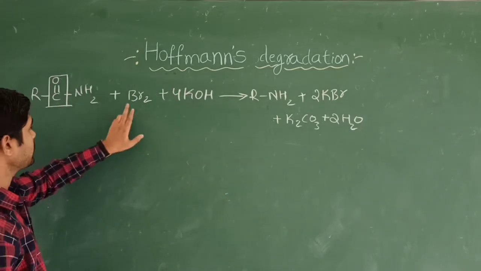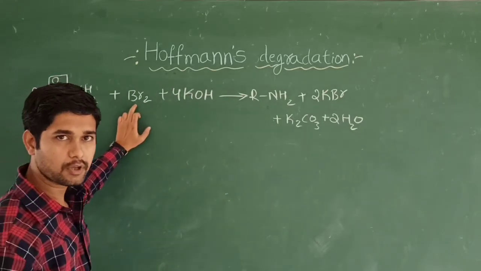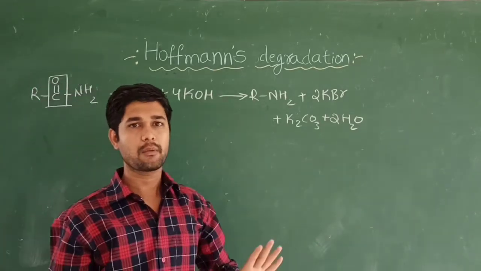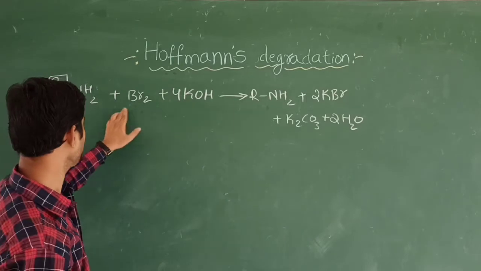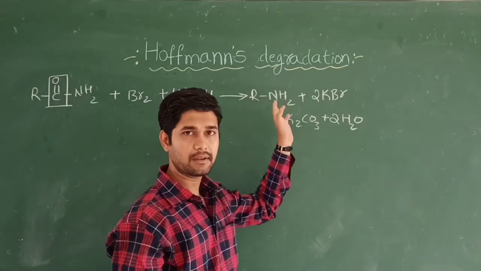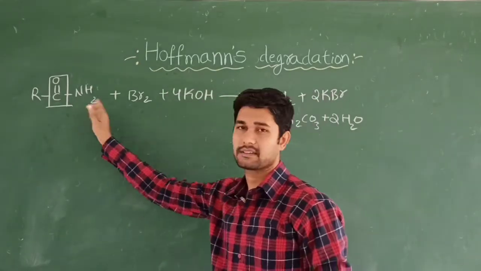It is also called Hoffman's bromamide degradation. Bromamide means we are going to use the bromine molecule and the amide group. Finally we are going to get the primary amine. So degradation is decreasing in the carbon atom.